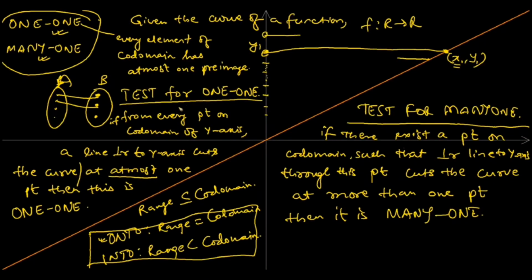So what will be the case if it is 1 1 and onto? It means that for 1 1 and onto, from every point on the codomain of the y-axis, a line perpendicular to the y-axis will cut the curve at exactly one point. For all such points, it will cut at exactly one point. If I am looking to see if it is into or onto, I am just seeing if there exists any point for which it does not cut the curve, it means it is into.